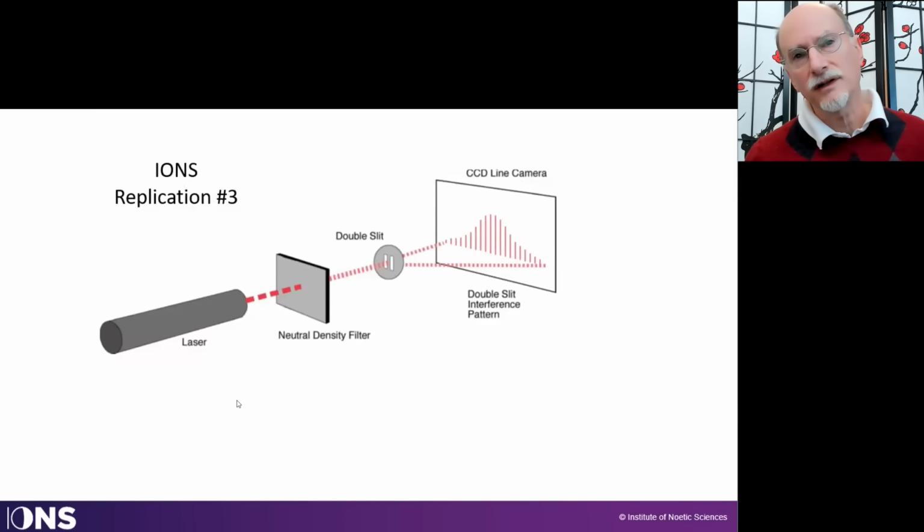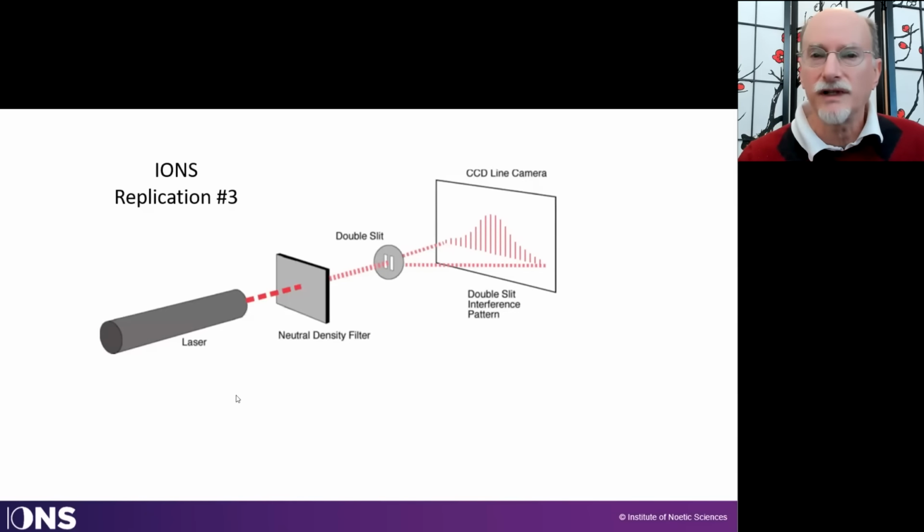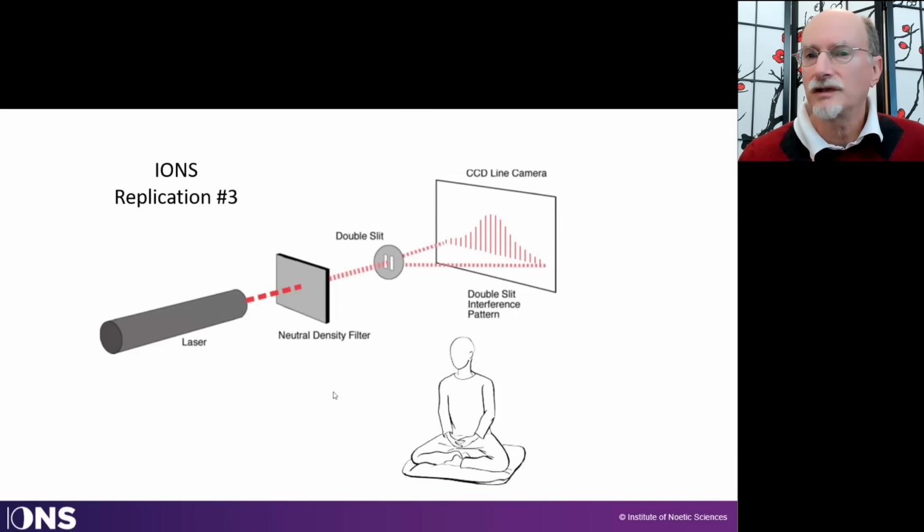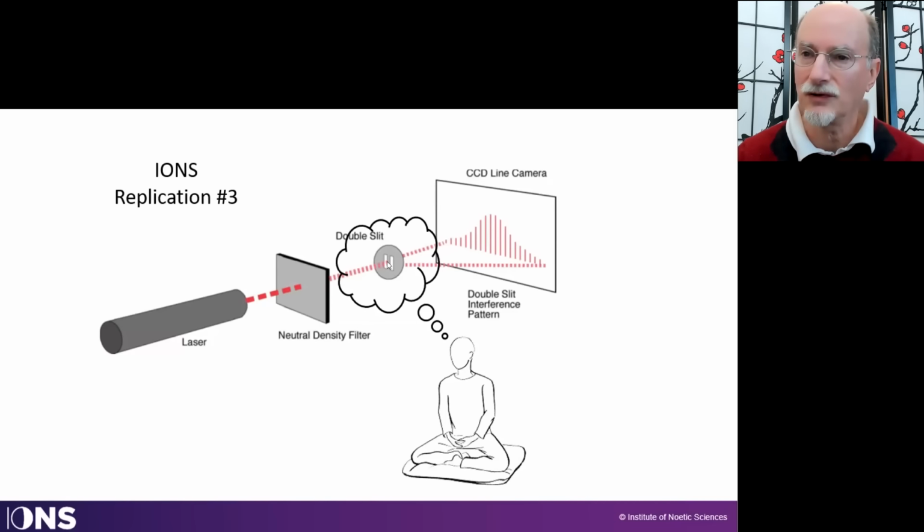So then we started doing a replication of the same idea. The only difference from what you would do in a physics lab is that we used people to gain knowledge about what's going on in the double slit, similar to what Sabine had described. That's what we were asking people to do.